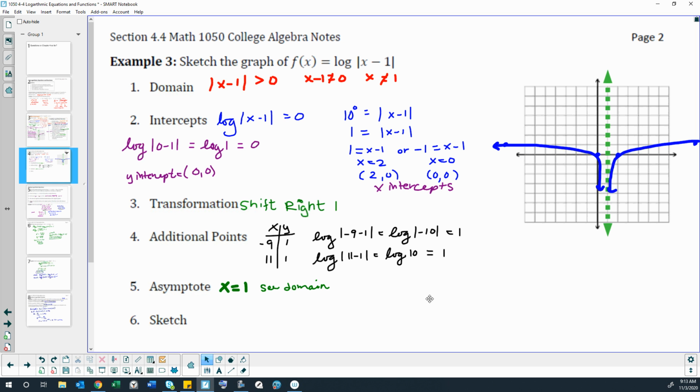Kind of an unusual logarithm graph containing an absolute value, still has a vertical asymptote, and we still had to understand how logarithms work to plug in some points and find our intercepts and solve all that. So good little practice of putting some of the things together that we've been learning.